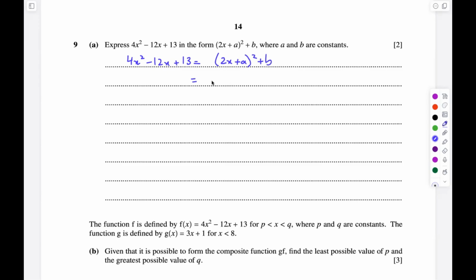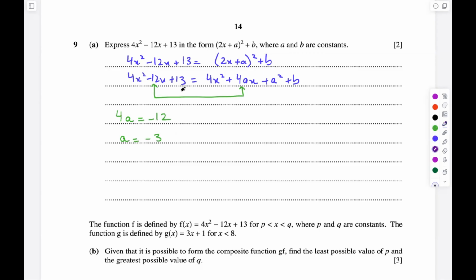If we expand this expression, this will become 4x squared plus 4ax plus a squared plus b, and that equals 4x squared minus 12x plus 13. To find the values of a and b, we can compare the coefficients. On the left hand side, the coefficient of x is minus 12, and on the right hand side, that is 4a. So 4a equals minus 12, and a equals minus 3.